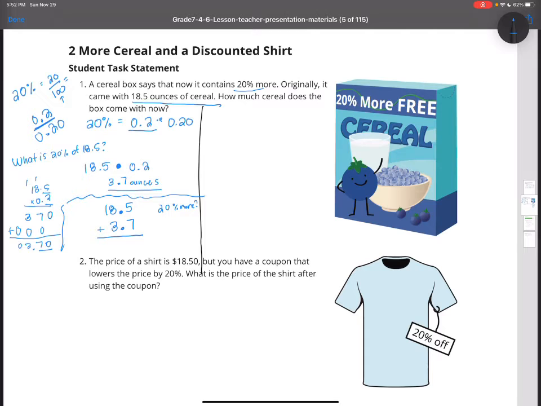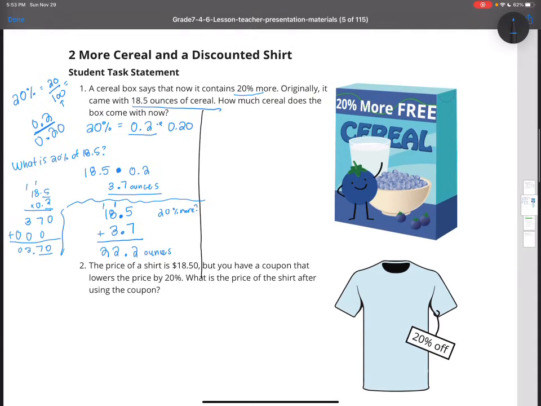Okay. So it's going to be 2, carry the 1. And this is 11, 2, carry the 1, 2. So 22.2 ounces of cereal. That's what comes in the box now. All right.